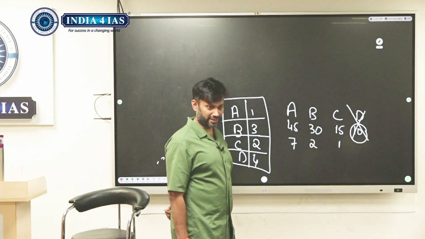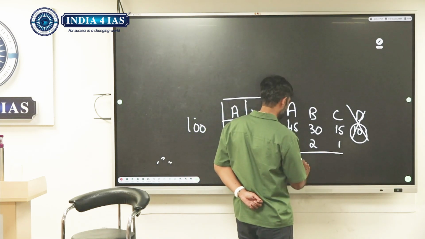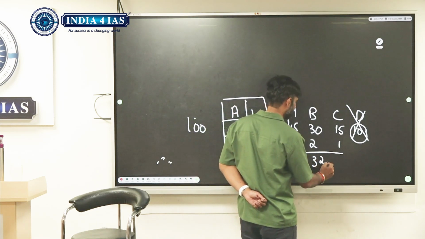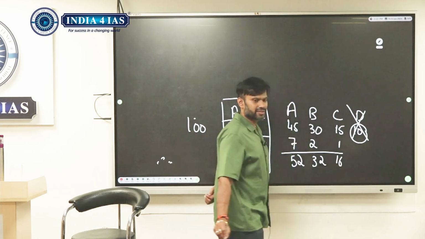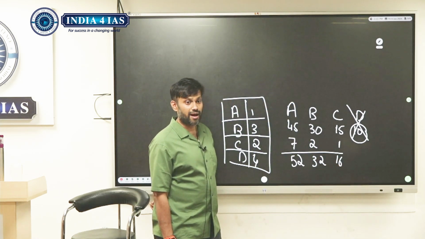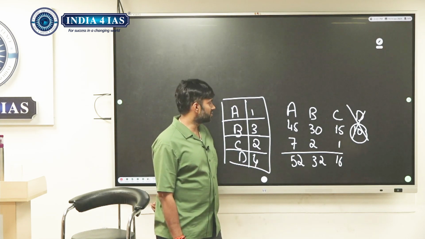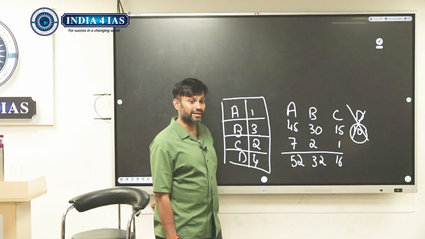Now if you count again, now A got 52, B got 32, C got 16. Now you have a winner. Why? Because A has crossed the halfway mark, that is 51 he has got. So this is only called as proportional representation by single transferable vote.